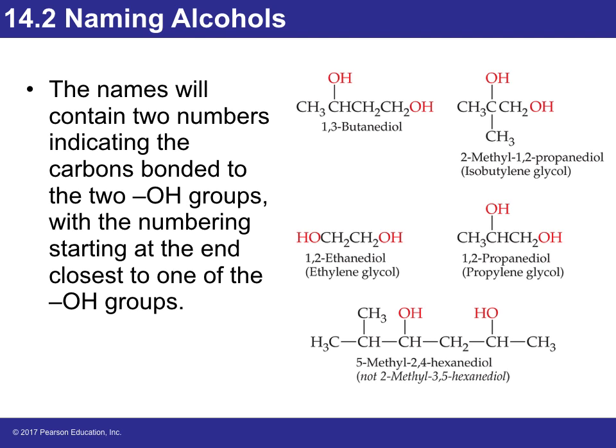Now, if I start on the left side, it's going to be here 1, 2 OH, 3, 4, 5 OH. If I start from the right side, OH on carbon number 1, the second one is on carbon number 3, lowest sum. So it's a 1,3-butane diol. Right side, 2-methyl-1,2-propane diol. Another name is isobutylene glycol.